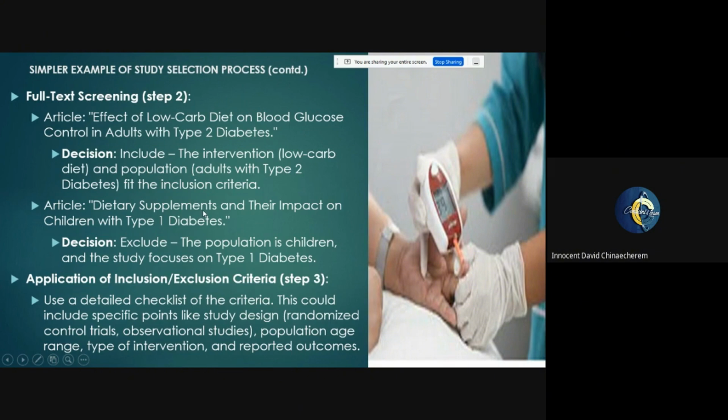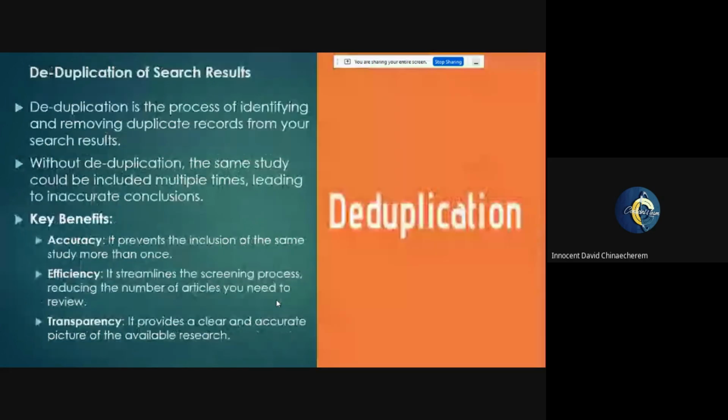But let's assume we have dietary supplements and their impact on children. So we're definitely going to exclude, which is something that we said. And again, we need to use our detailed checklist of our exclusion and inclusion criteria to check specific points. Maybe if we're including only randomized trials or observational studies, or maybe we've got a specific participant group of interest, then this could inform our exclusion, or probably our inclusion.